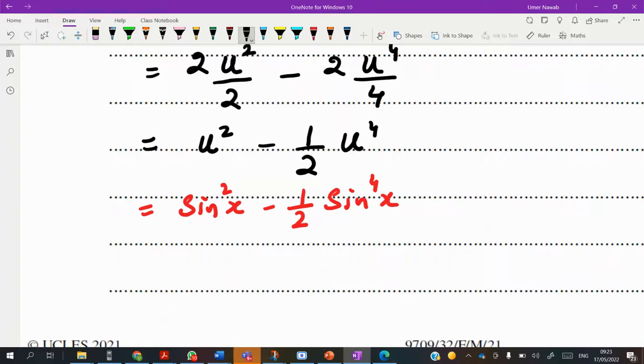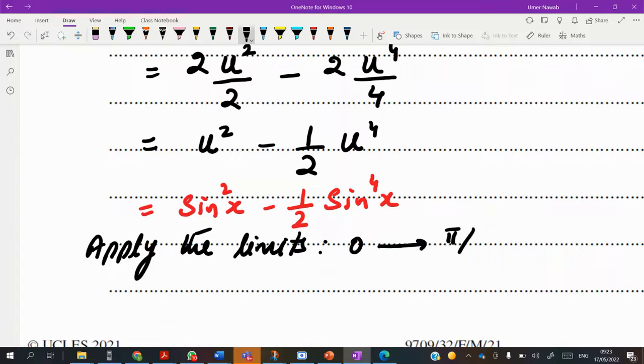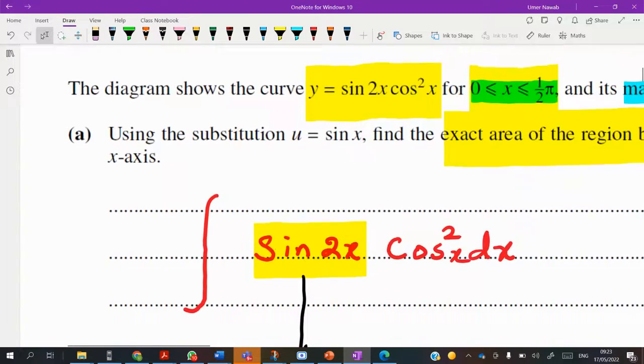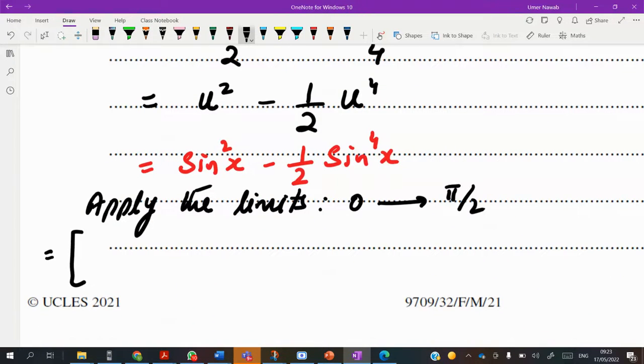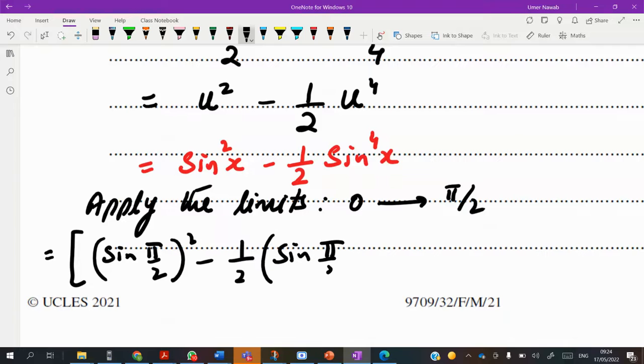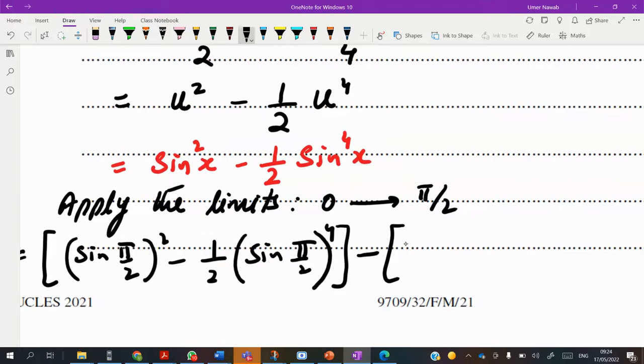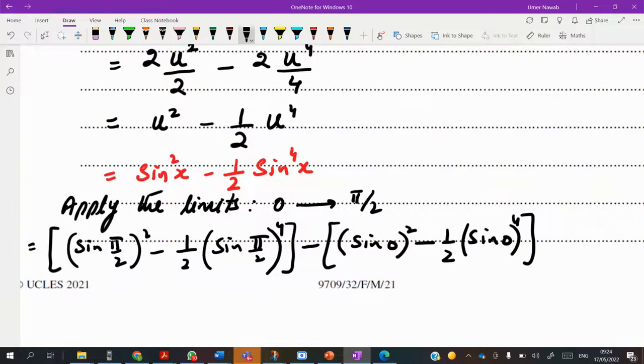Now apply the limits. The limits are from 0 to pi by 2. First, we apply the upper limit. So sine of pi by 2 whole squared minus half sine of pi by 2 power 4. This is the upper limit. Now minus, I apply the lower limit. Sine of 0 squared minus half sine of 0 power 4, and bracket close.